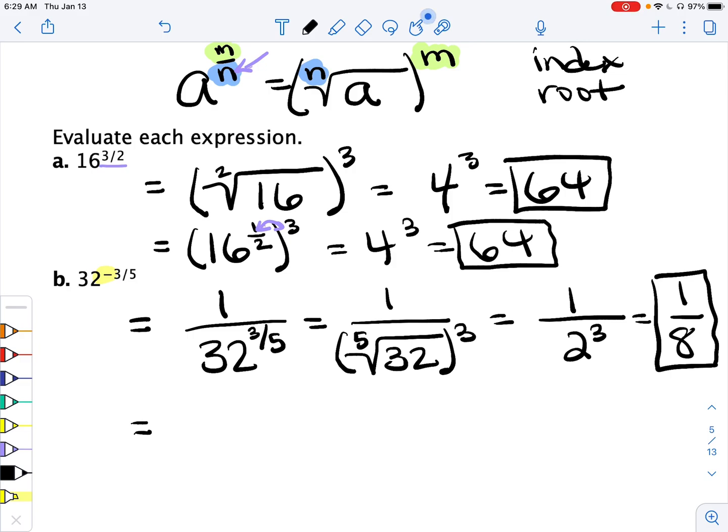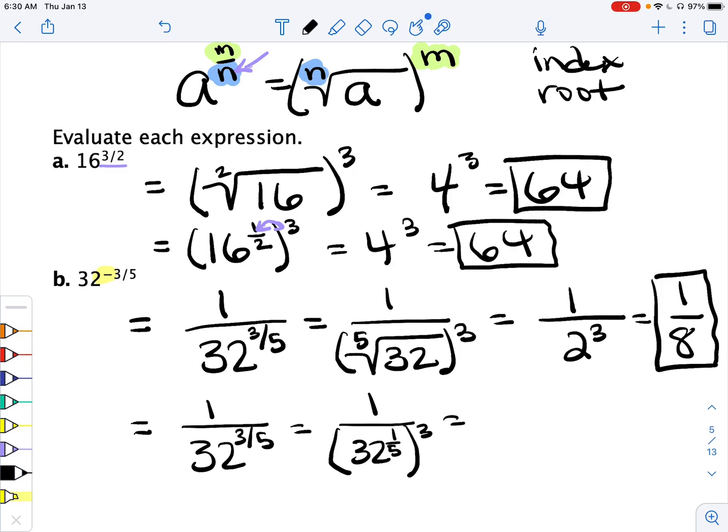All right, let's do it as a rational exponent. The negative, you're still going to flip it into its reciprocal. And I'm going to rewrite the exponent. So this is going to be 32 to the 1/5, the fifth root, all of that cubed. And the fifth root of 32 is 2. 2 cubed is 8.